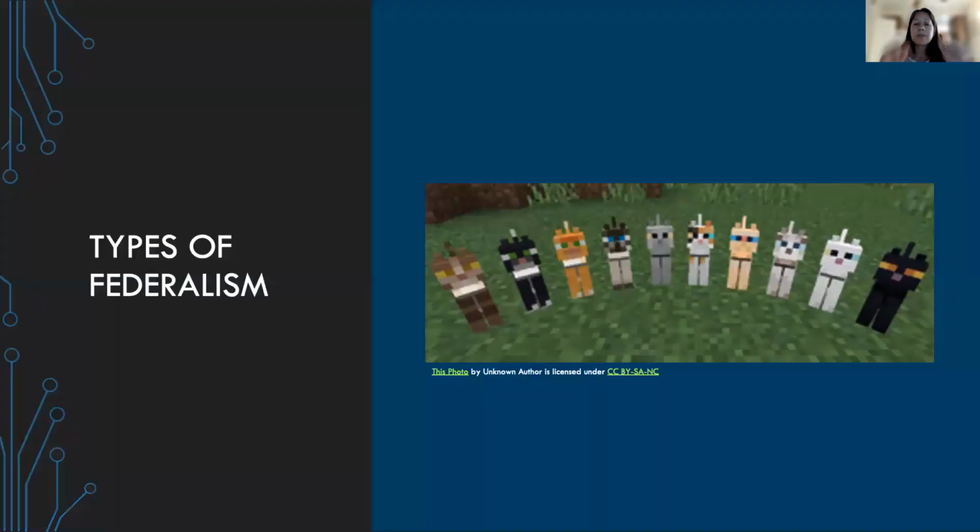Now, there are different types of federalism that have evolved over many years. As there are many different types of Minecraft kitties, there are many different types of federalism, which are characterized by another one of my favorite things, which is cake.